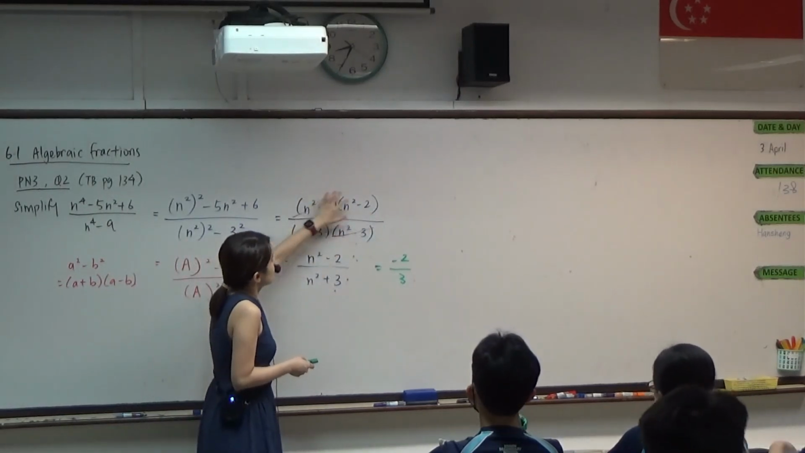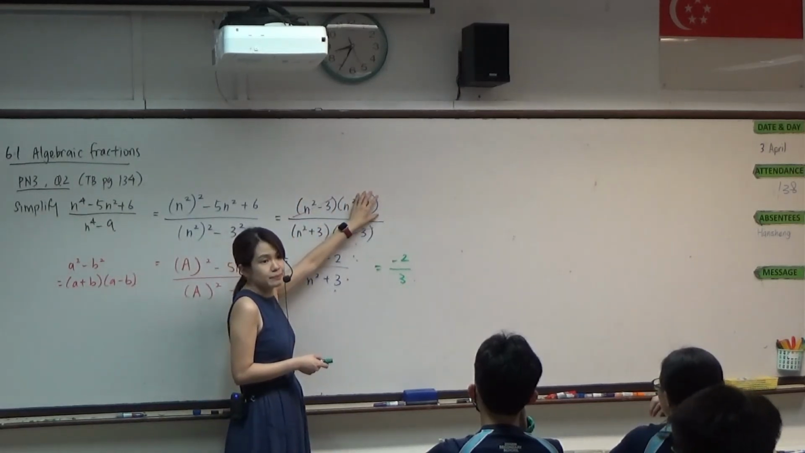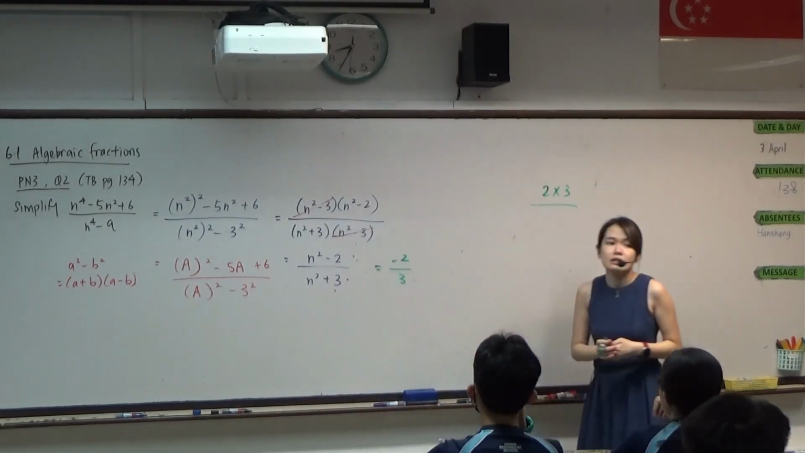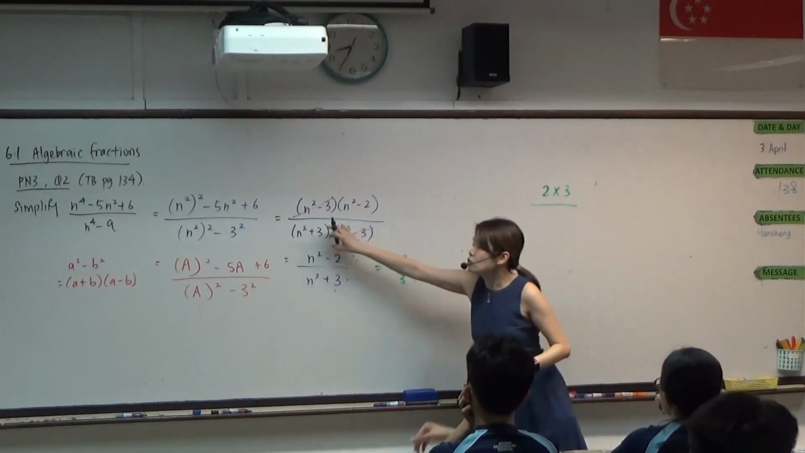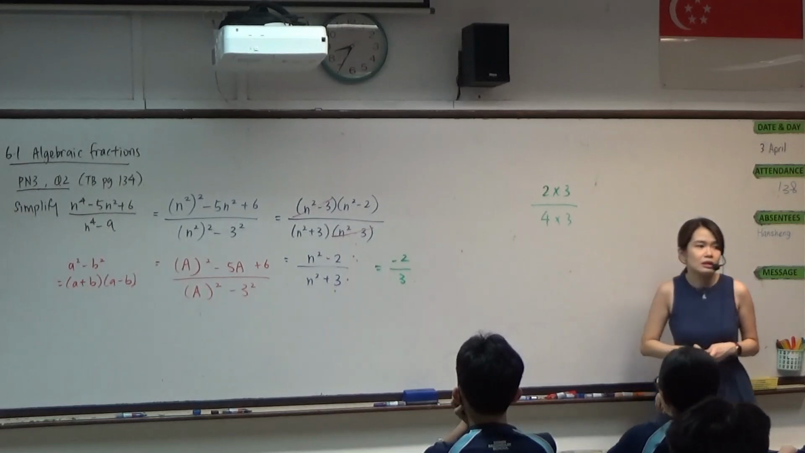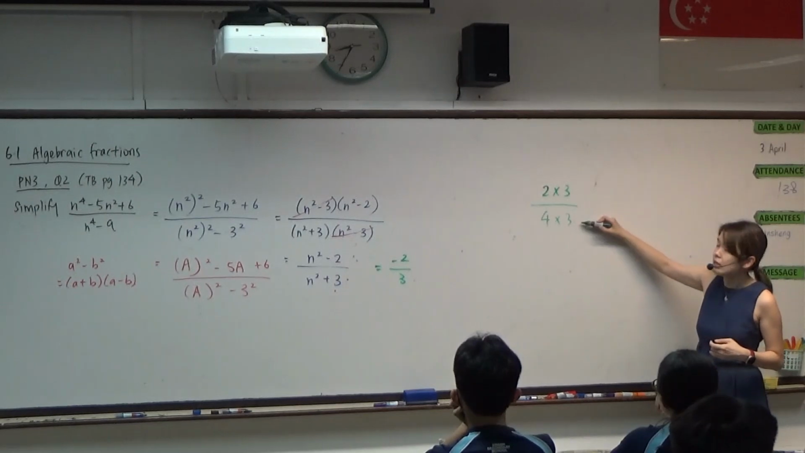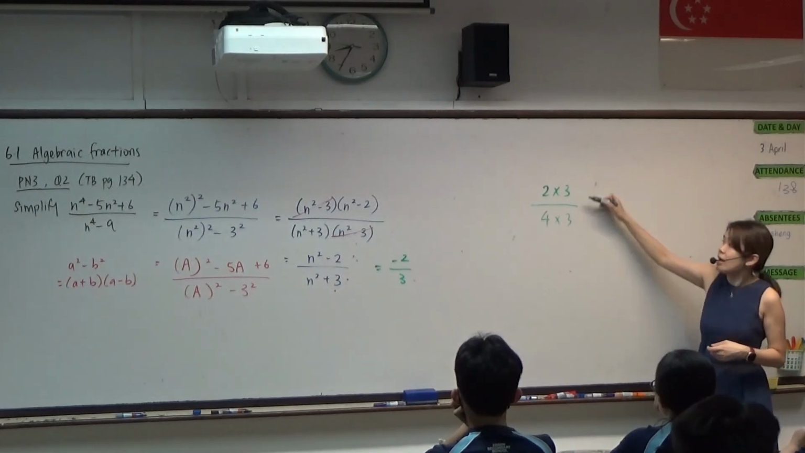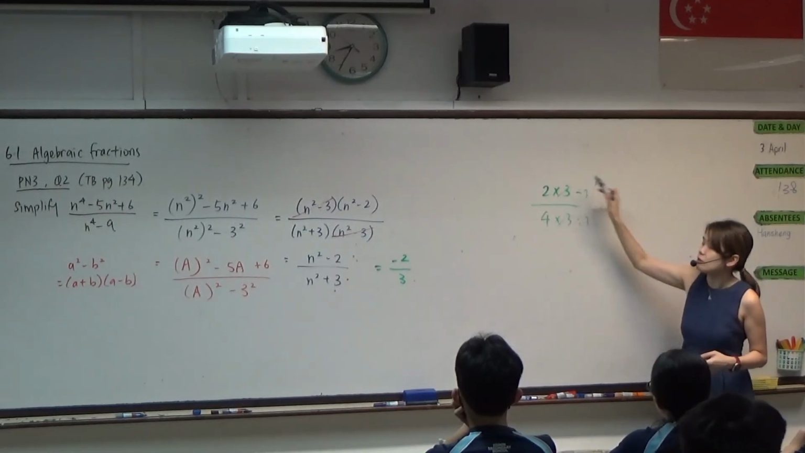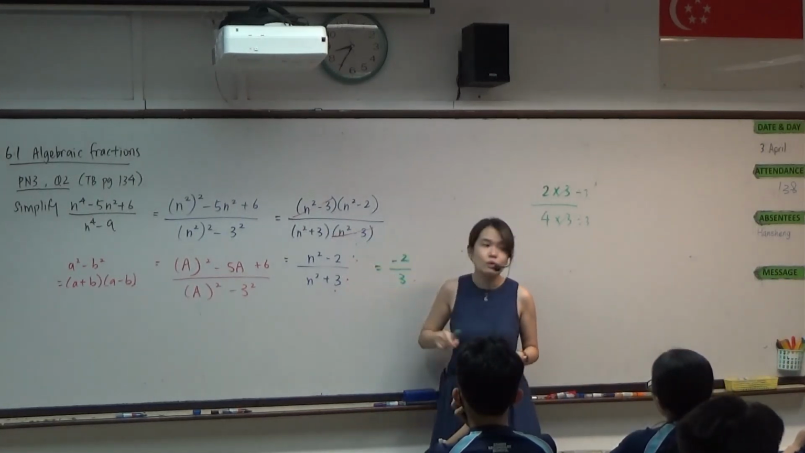Now this numerator means I have this group of things multiplying with this group of things, like 2 times 3. And your denominator is also 2 groups of things multiplying each other, for example 4 times 3. Because there is a common factor of 3, we divide both numerator and denominator by 3, and times 3 divided by 3 gives us 1. So the 3 is removed to give us 2 over 4 in the end. And that's why we get n squared minus 2 over n squared plus 3.